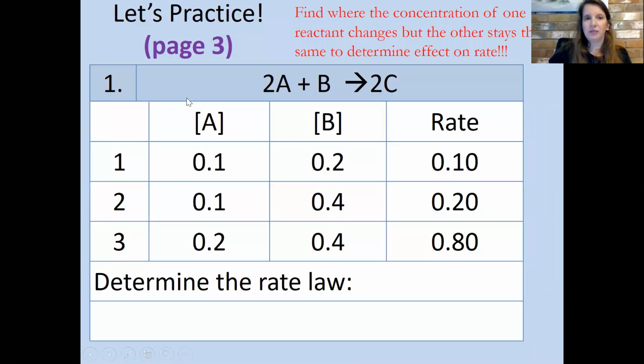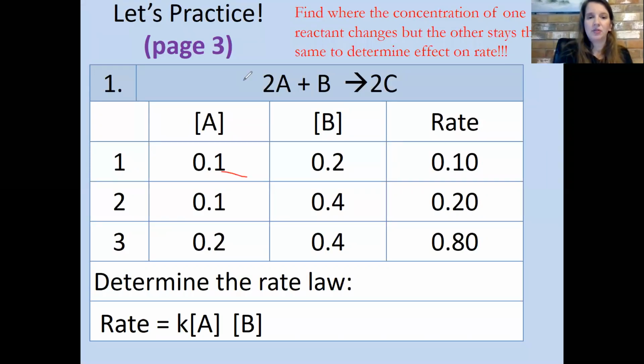We're going to go over some examples here. All of these examples are going to be on page 3 in your packet. When you're trying to figure out what the order is going to be, you're looking to find where the concentration of one reactant is staying the same, so you can actually see what the effect on the rate is from the other reactant. So when you look at the concentration of A, you want to find where A is changing but B is staying the same.